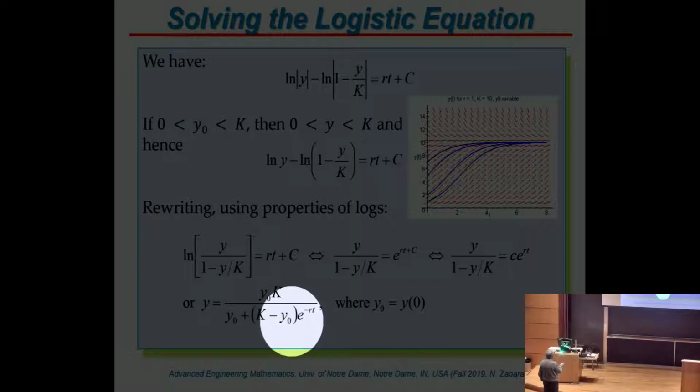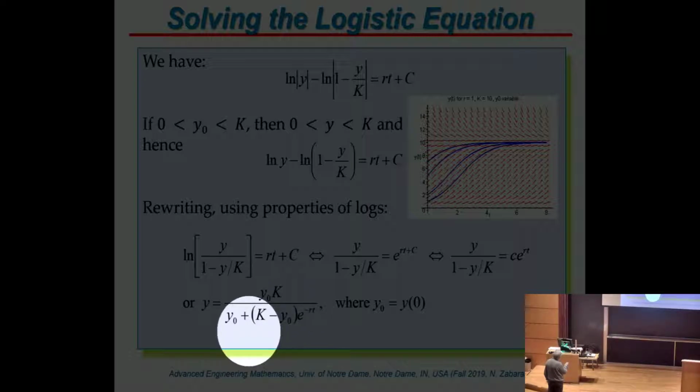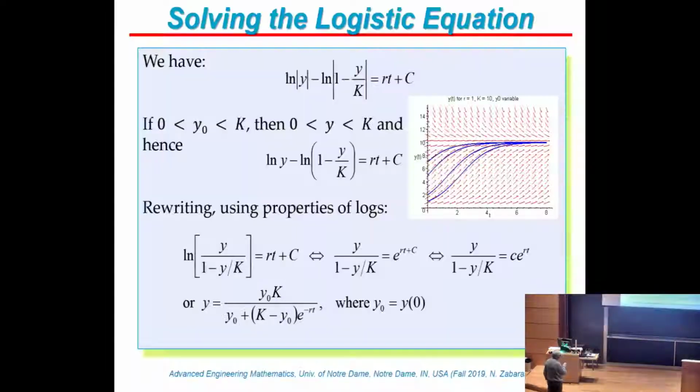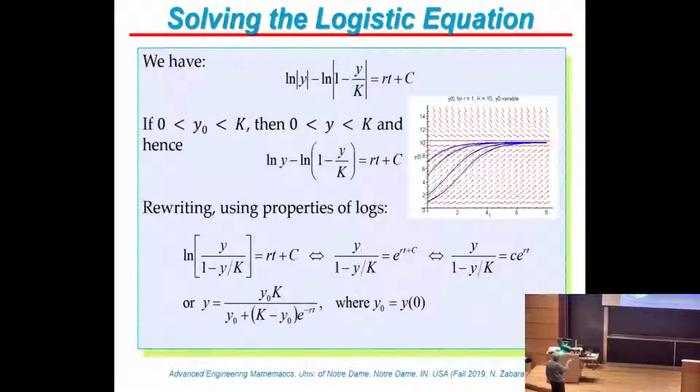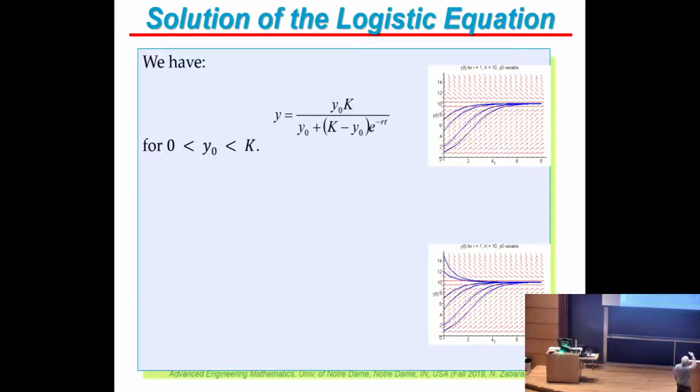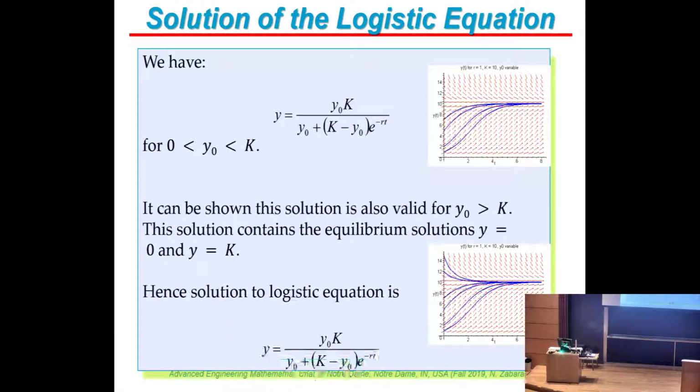You notice if t equals 0, this becomes 1. y0 and y0 cancel, k and k cancel, so y equals y0. And what happens when t goes to infinity? The exponential term goes to 0, and y goes to k. And actually, this solution is the correct solution whether you're below k or above k. You get exactly the same sort of solution. And the proof is on this slide if you want to do the heavy calculation.